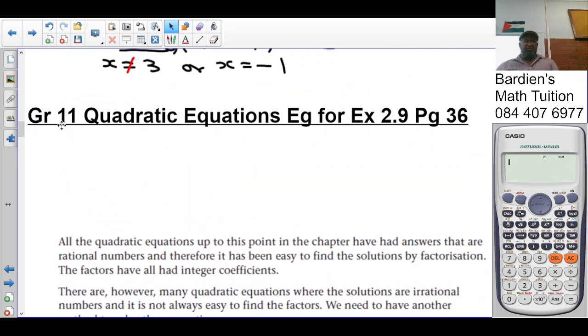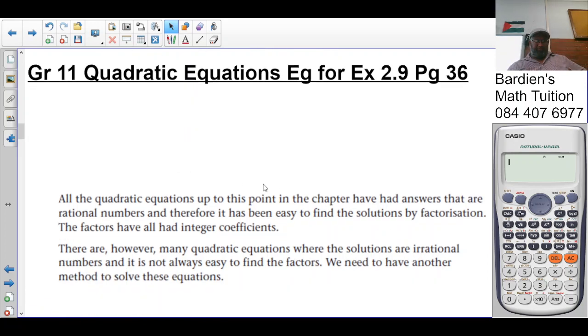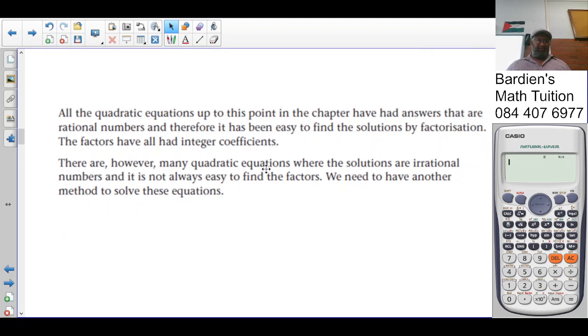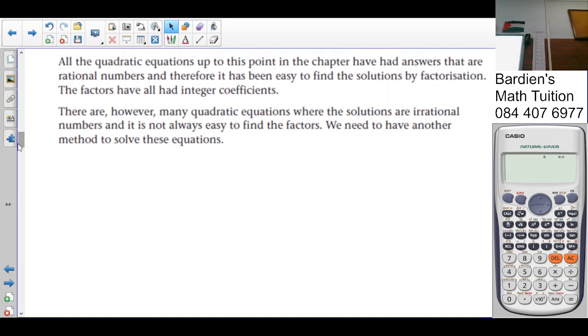Okay. So at this point we looked at exercise 2.9 on page 36, which was your algebraic equations, your fractional equations. Okay, so at this point you are told that all the quadratic equations up to this point in this chapter have answers that are rational values or numbers, and therefore it has been easy to find solutions by factorization. So factors have had integer coefficients. There are, however, many quadratic equations where the solutions are irrational numbers, and it's not always easy to find the factors. We need to have another method to solve these equations.